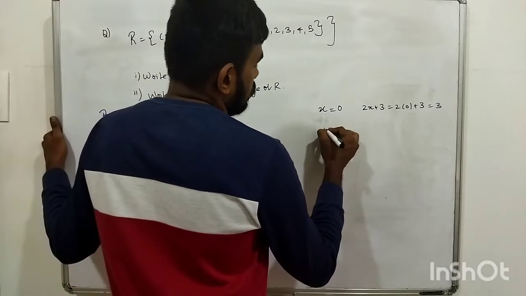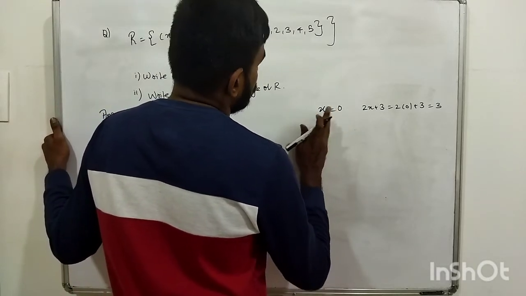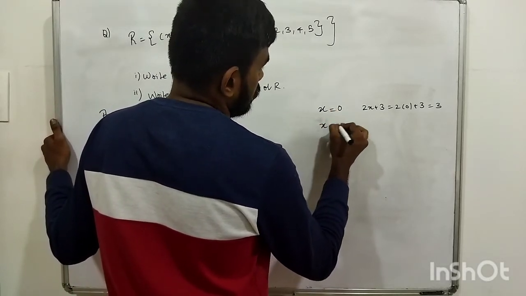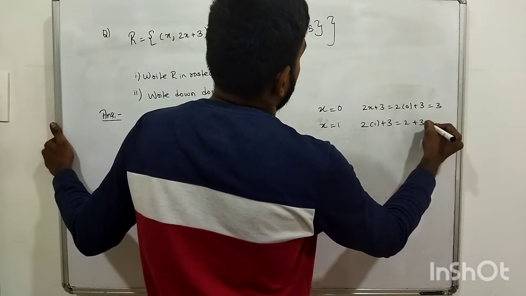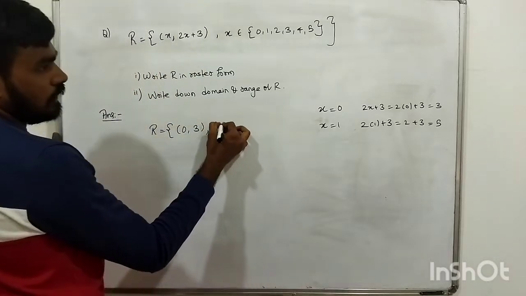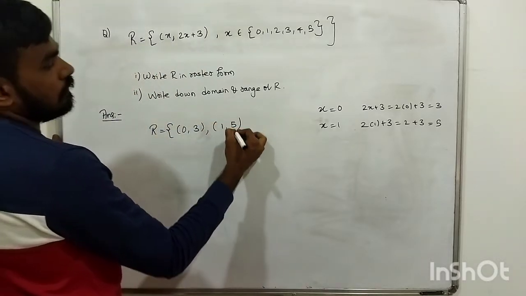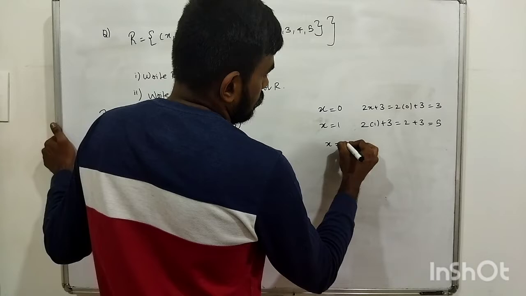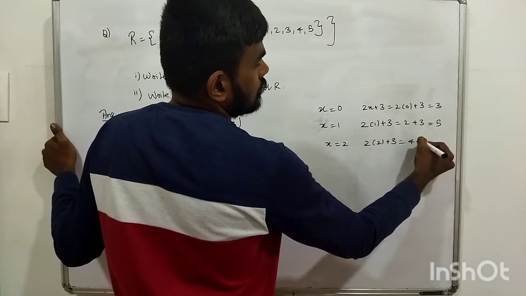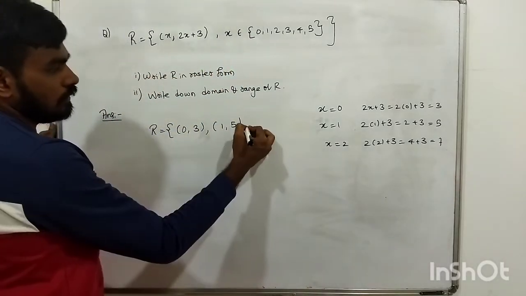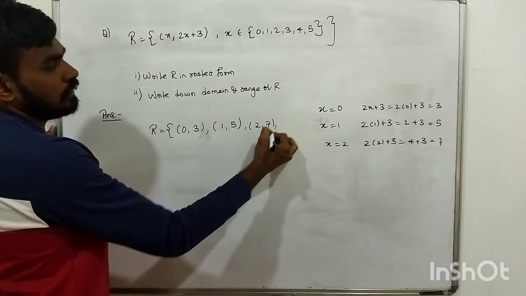So if x is equal to 1, 2 into 1 plus 3, so 2 plus 3, which is 5. So when x is equal to 1, y is equal to 5. When x is equal to 2, y is equal to 2 into 2 plus 3, so 4 plus 3, which is 7. So 2 comma 7.